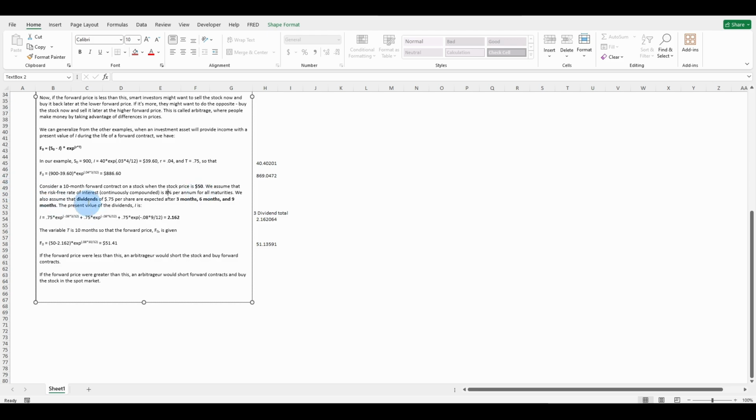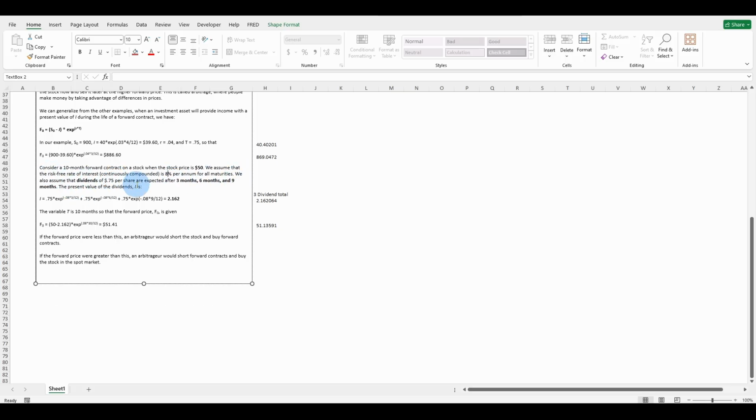We also assume that dividends of, looks like 75 cents per share, are expected after 3 months, 6 months, and 9 months. The present value of the dividend is 0.75. Well, this looks really familiar, doesn't it? Go back to section 3, the bootstrapping. Exact same formula. All we're doing is finding the compounding rate. We're going to discount that back. Clearly, 75, and I'm thinking there's 3 periods.